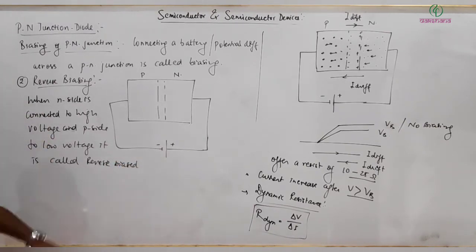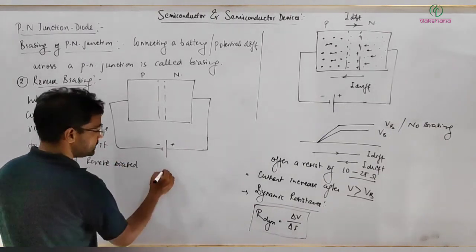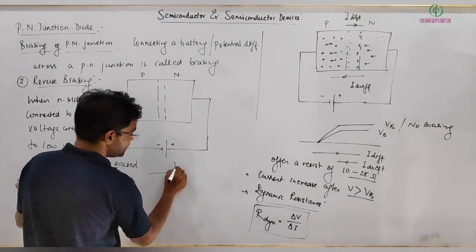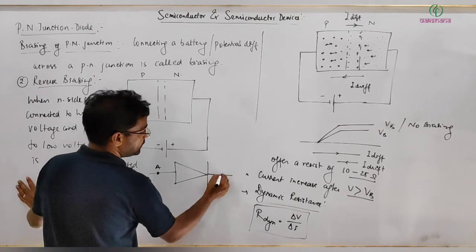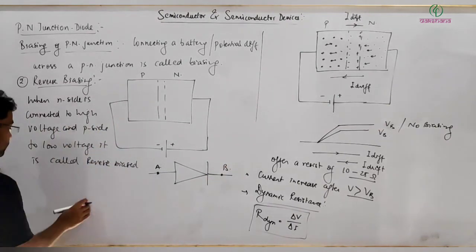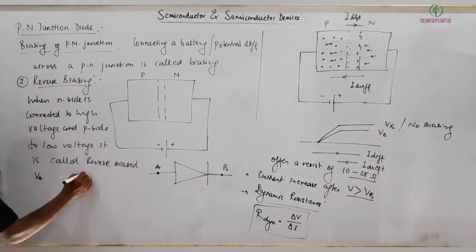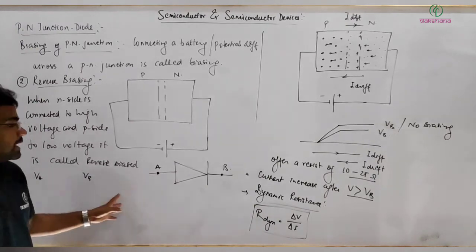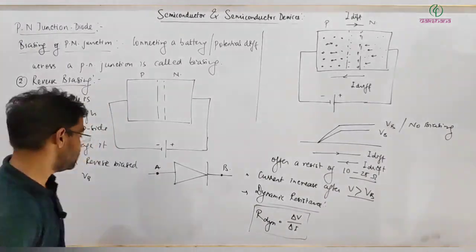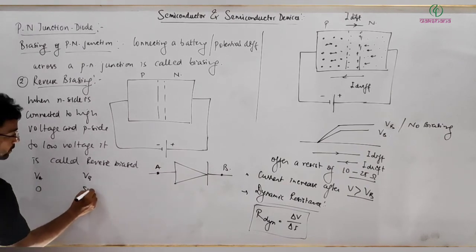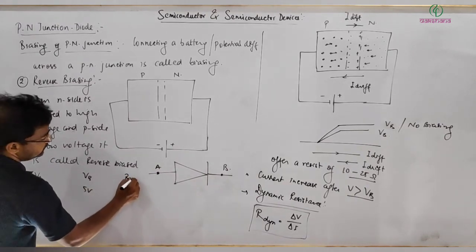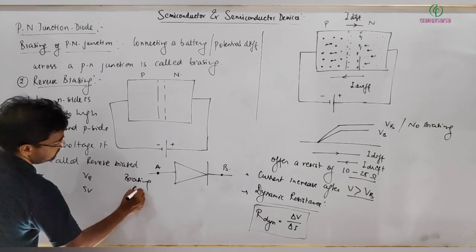Again here also there can be different possibilities. So one way is like this, just consider it. I'm taking this as point A, this is terminal B. So in all situations, VA, VB, the only condition is that VB must always be higher. So if I write this as, let's say, 0, and this is 5 volt, that is reverse biased.